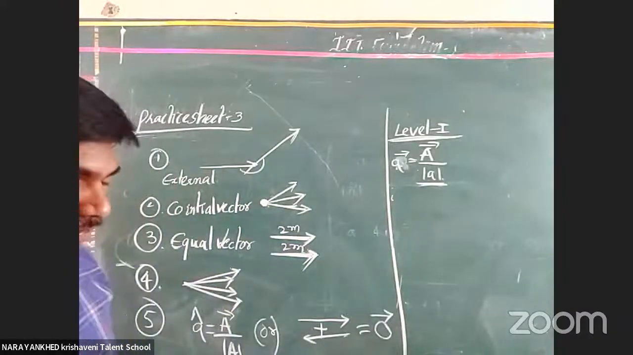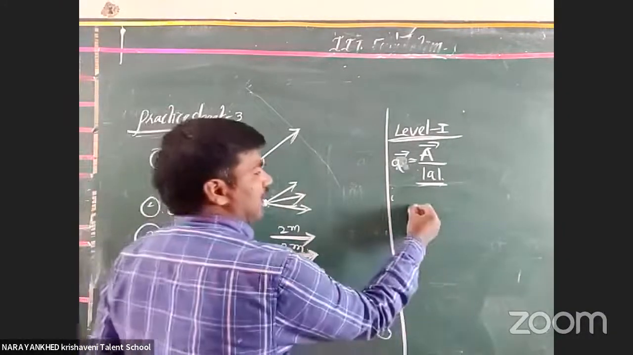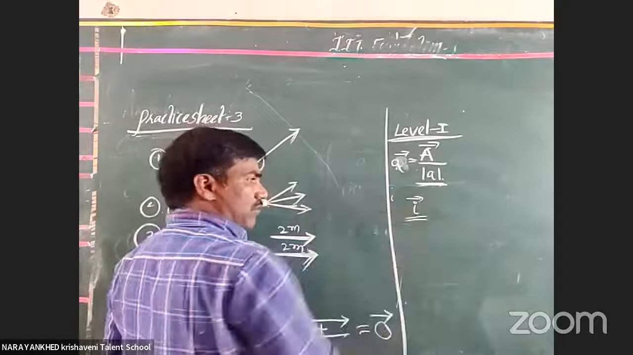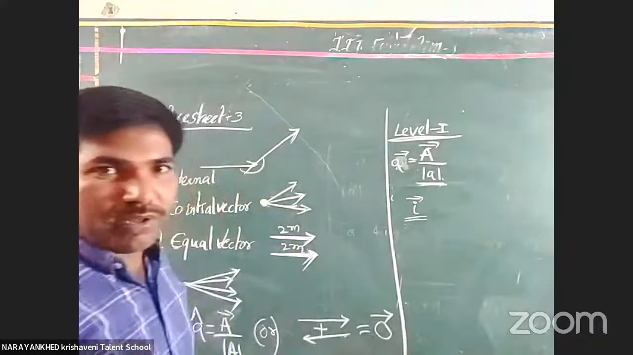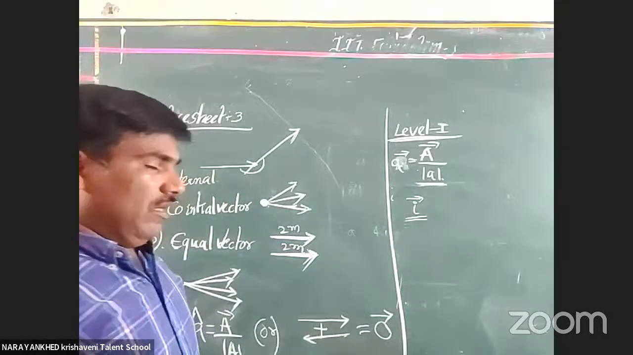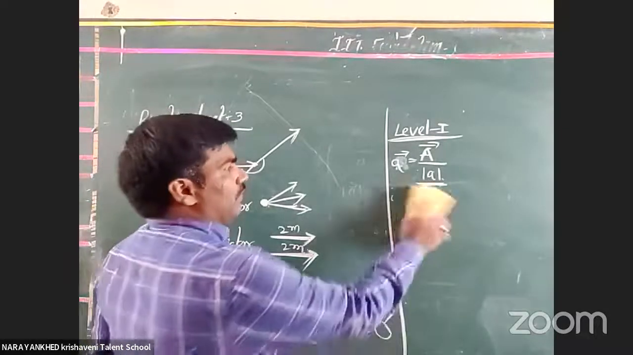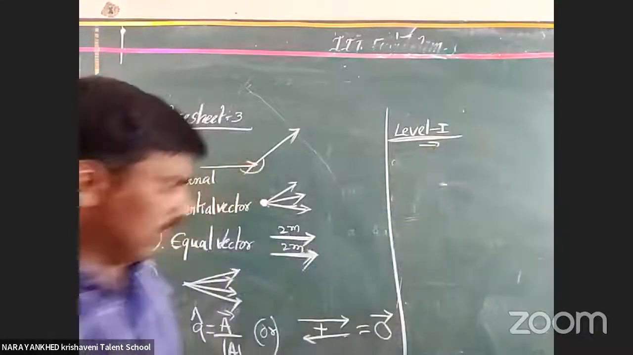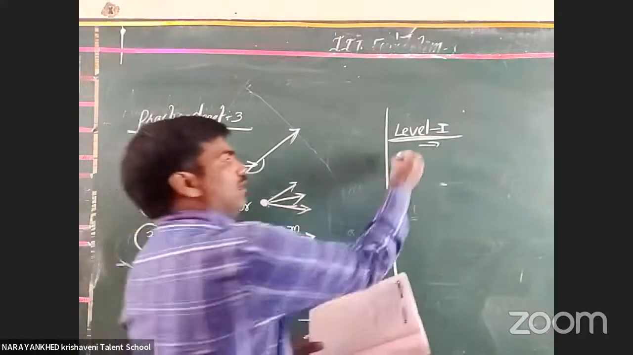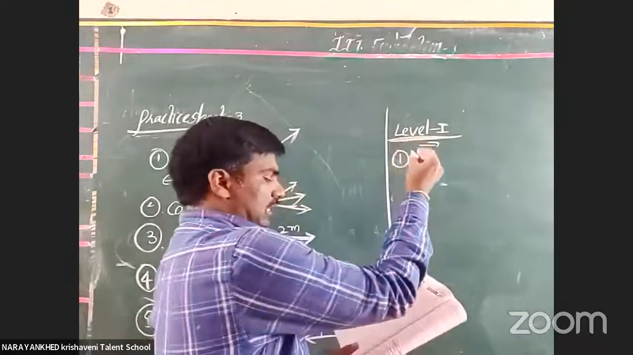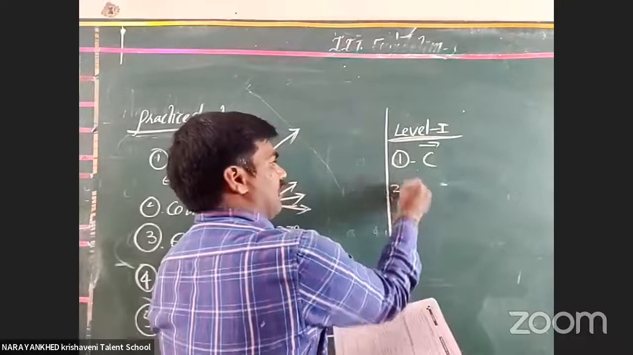Got it? Suppose you simply take i bar. What is the magnitude of it? It is 1 only. Then it becomes the unit vector along the x-axis. That is why the answer is the first one: it is a unit vector, C. Next, second answer.